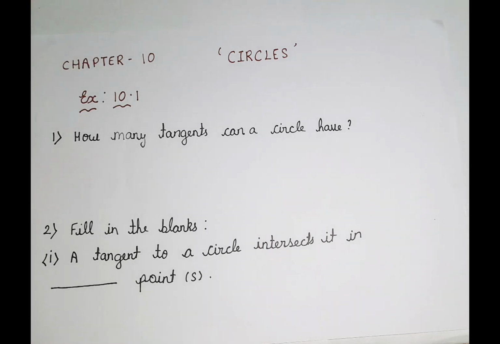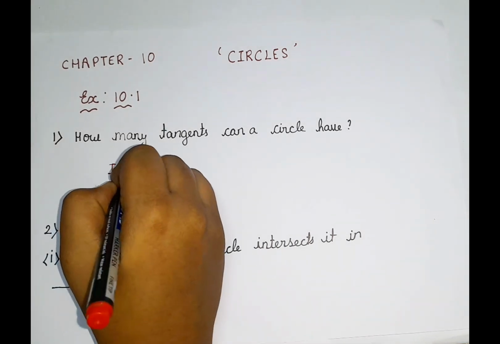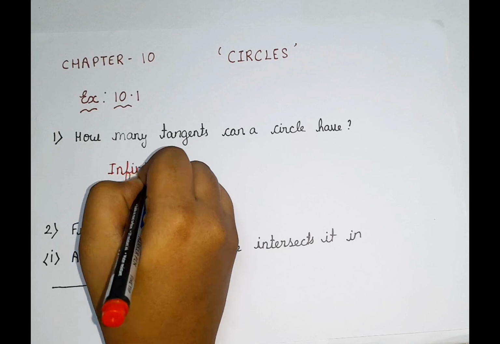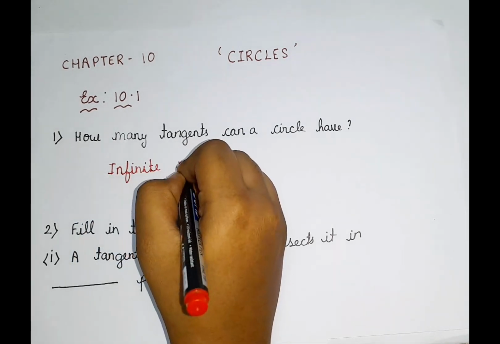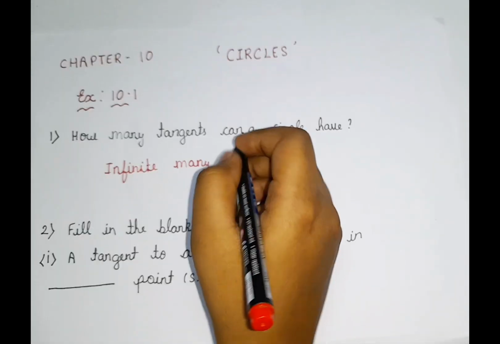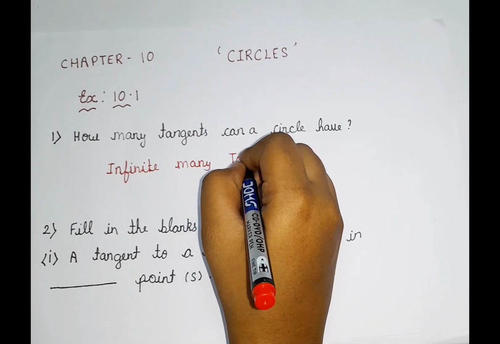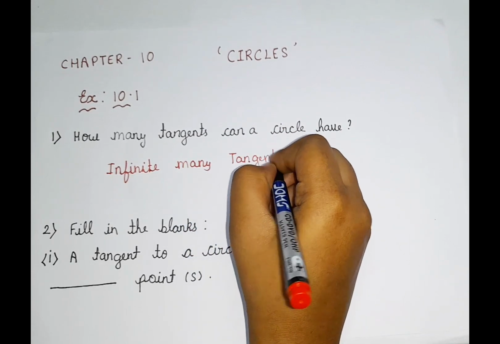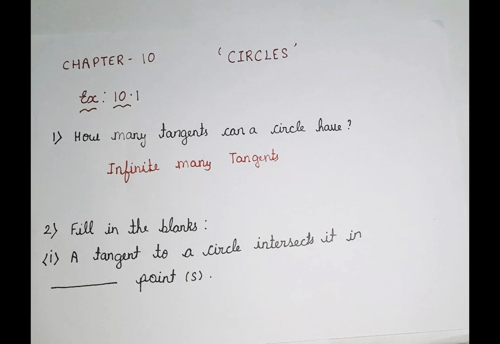Why? Because we have a lot of tangents. We can't even count how many tangents there are, isn't it? So I can write infinite many tangents. What is the meaning of infinite? There are a lot of tangents, we can't even count. That is the meaning of it. So this is the answer for the first question. Now let's look at the second question.